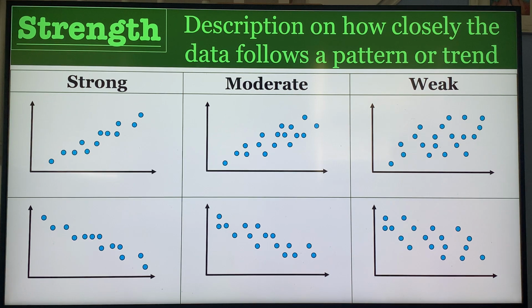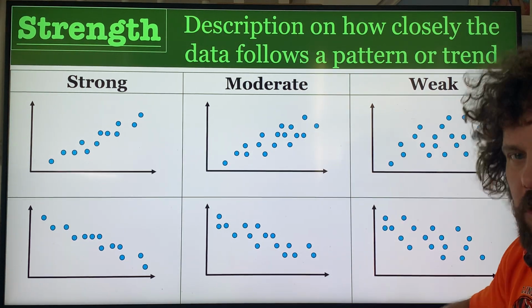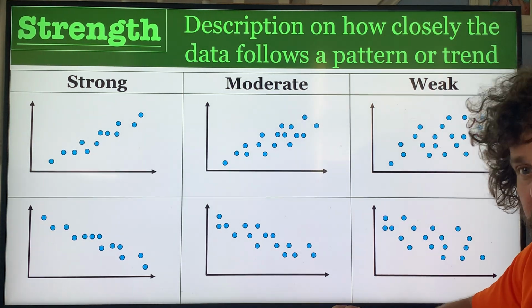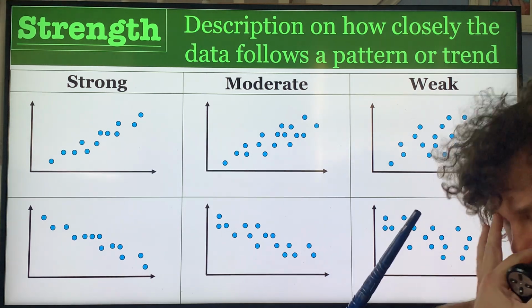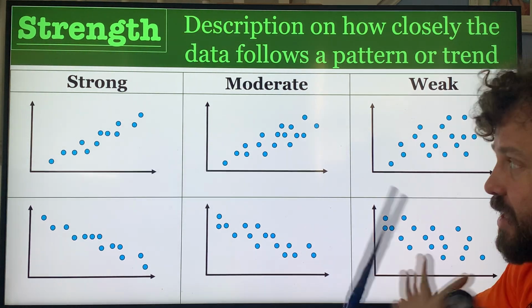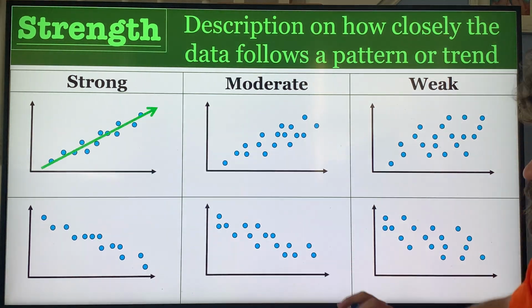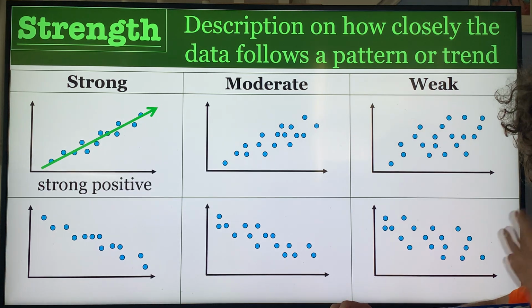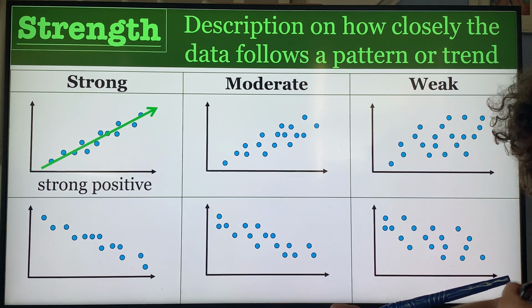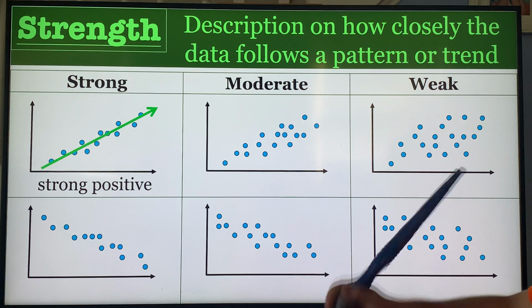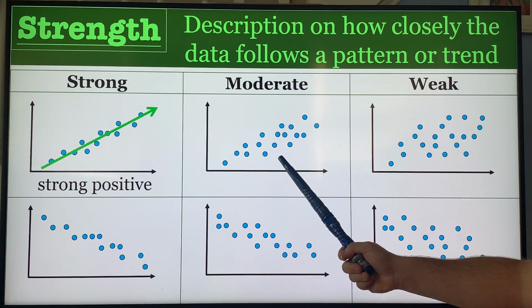So, right here, what kind of strength do you think that is? Well, when you pretty much give the strength, you also give the direction. You link them together. So, based on the direction, this would be a really strong, really close, right? But it's positive. It's a strong, positive correlation because it's going up. It's an upward trend. What about this one?